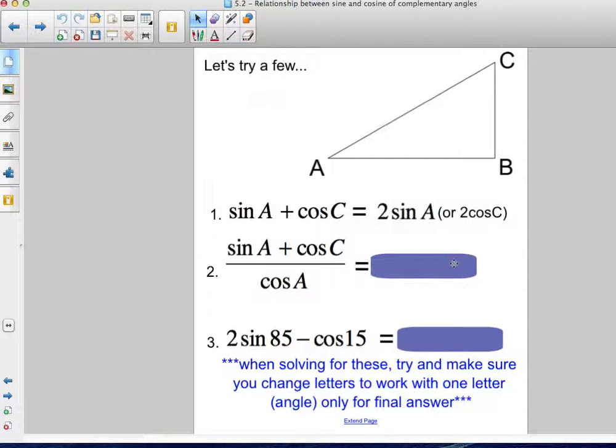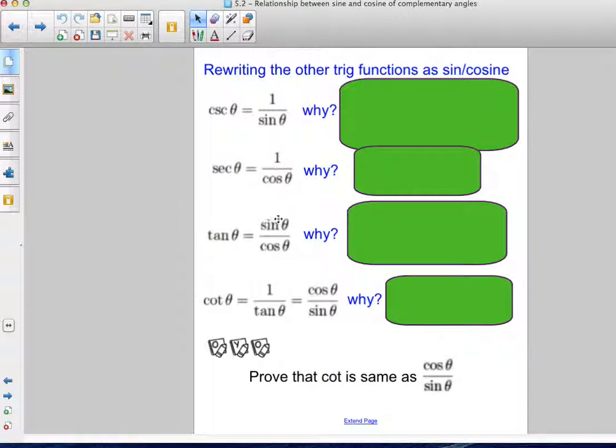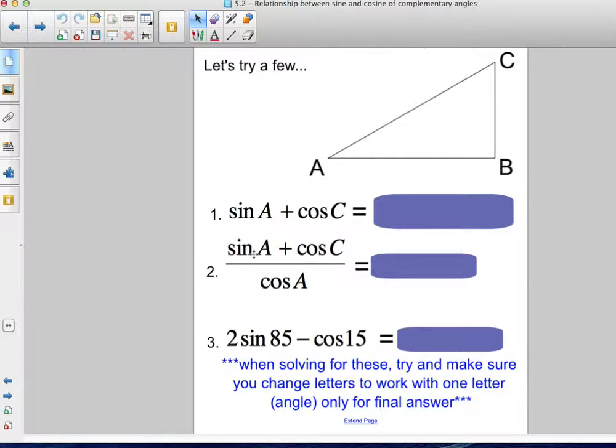Number 2 is a little bit more difficult. We have sine A plus cosine C over cosine A. And what's that going to be? It's going to be 2 tan A. I'll explain it in a little bit, but basically we end up with sine A plus cosine C, which is the exact same one from here. That gives us 2 sine A. So the numerator is 2 sine A over cosine A. And if you remember from the last slide, tangent is the same thing as sine over cosine. So 2 sine A over cosine A is just 2 tangent of A, because sine over cosine gives you a tangent.